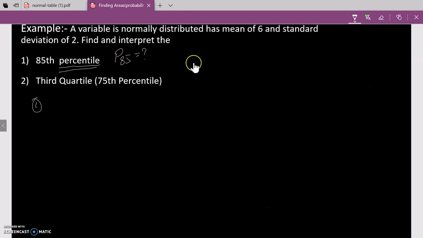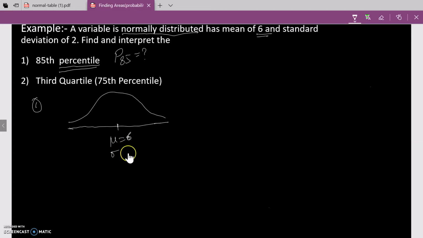So P85 is required. How are we going to start this problem? A variable is normally distributed. That's the starting point. It means I have to start by drawing a bell-shaped curve. This is a bell-shaped curve. Exactly in the middle, write the mean value, and also indicate the mean value is 6 and the standard deviation is 2.